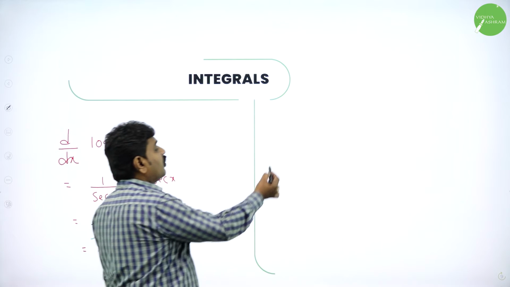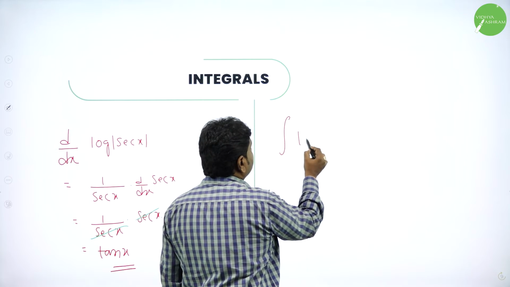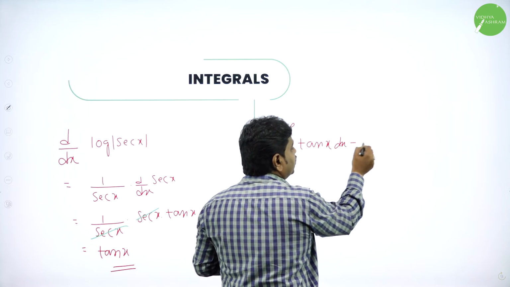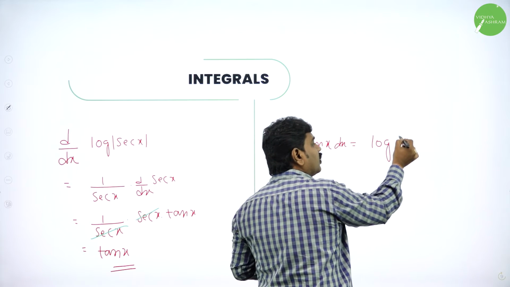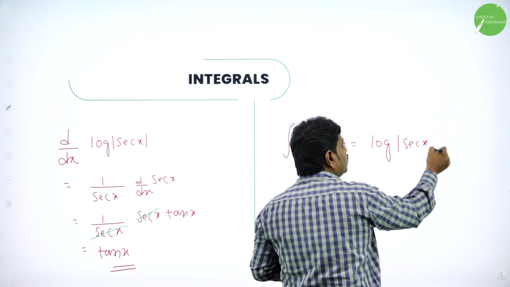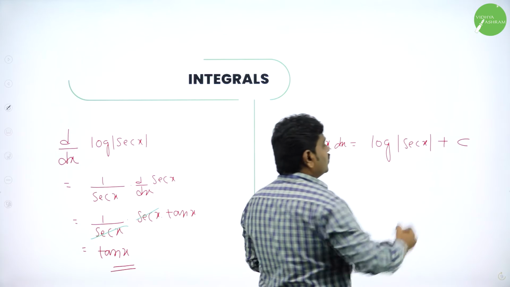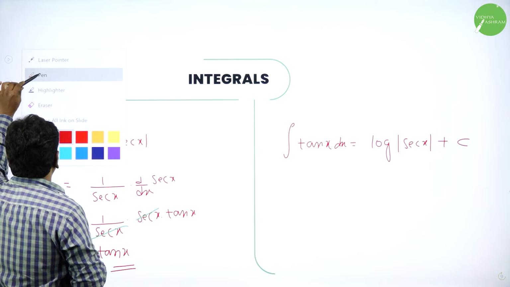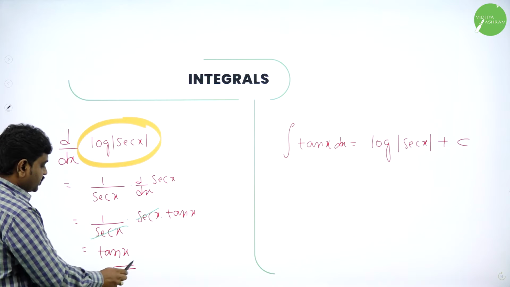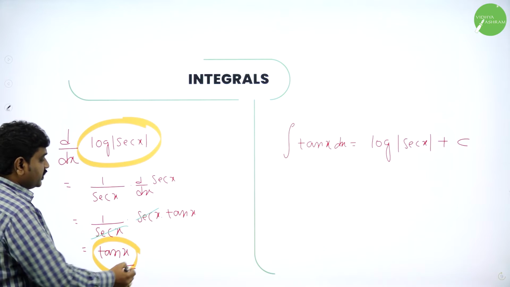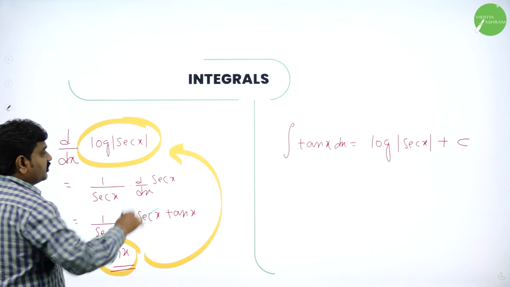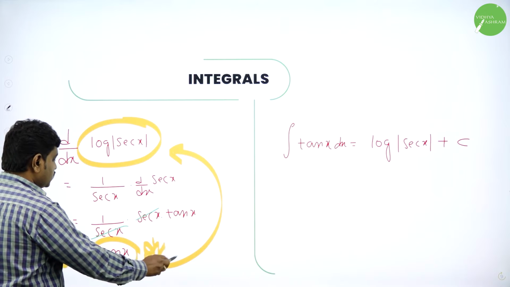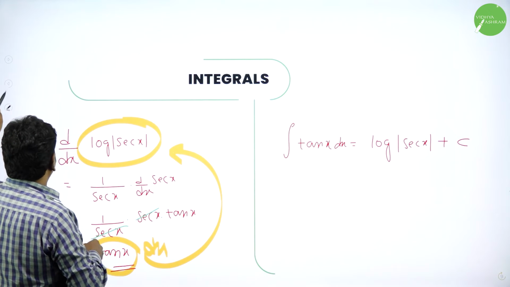That's why in the formula list, integration of tan x, we wrote what? What is integration of tan x, my dear students? It is log of mod of secant x, plus c always. What is the reason I have to take this? Because when I differentiate log of secant x, I am getting tan x. That's why when I integrate this, I should get this. I hope all of you understood this.